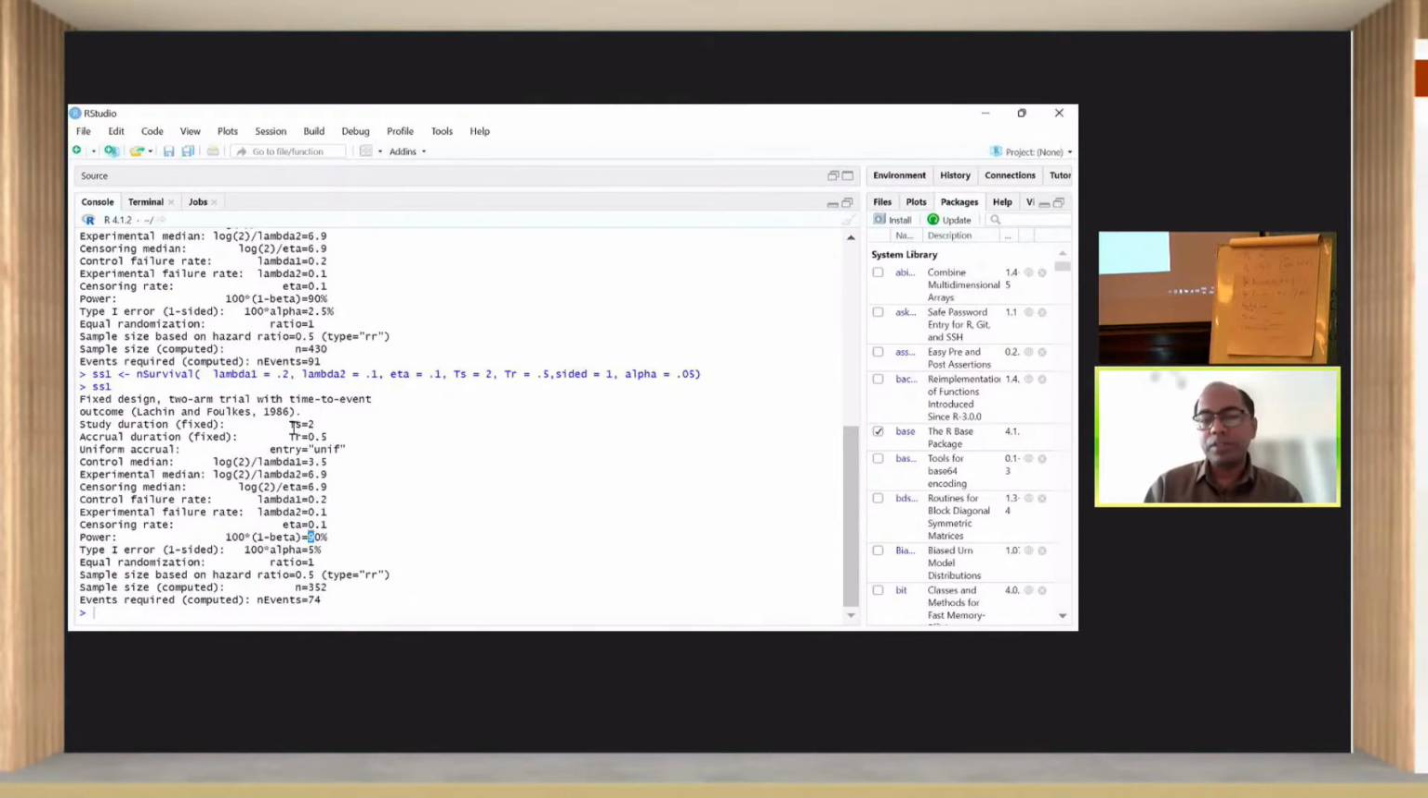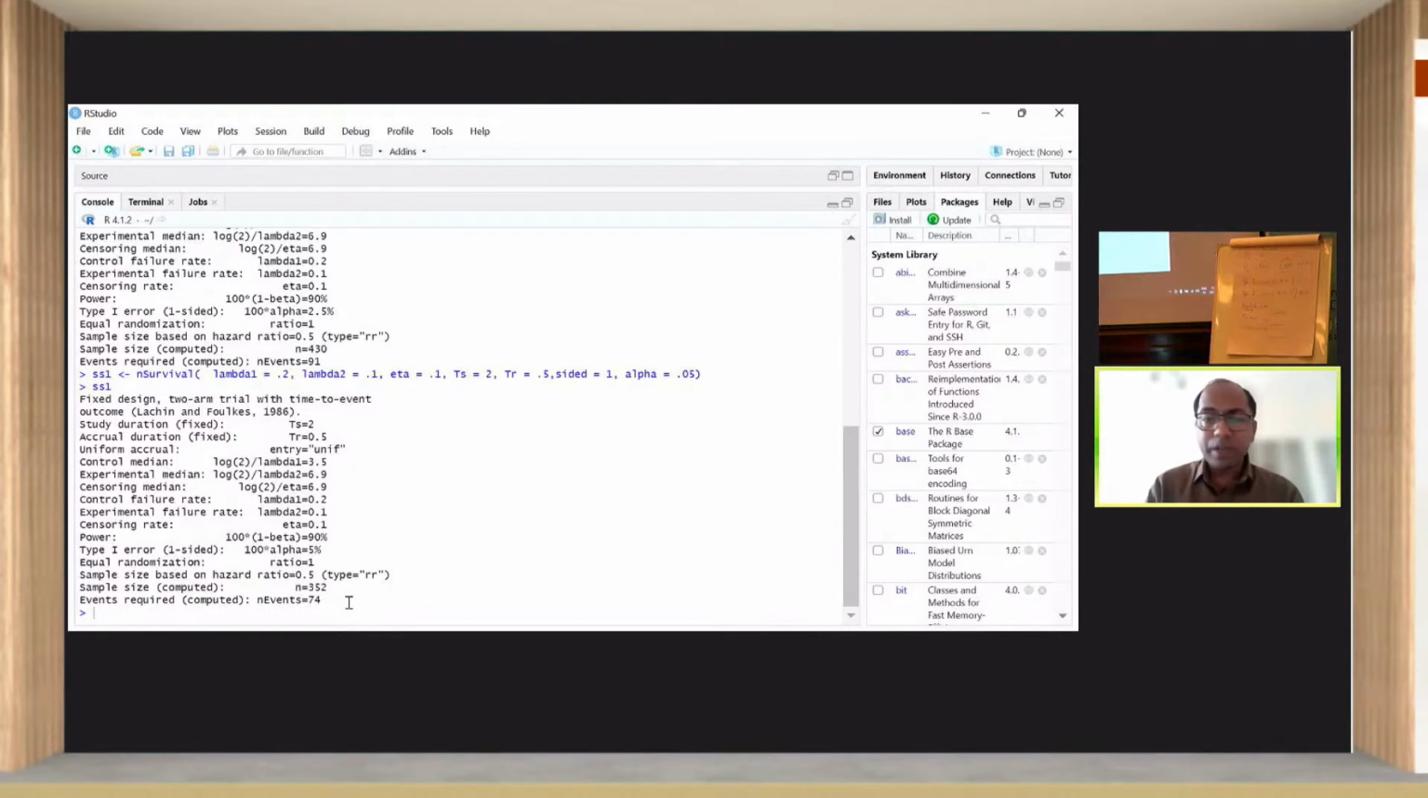My power remains the same, the eta value remains the same, the lambda 1 and lambda 2 values remain the same, TS, TR, every value remains the same. The only change is in the sample size. Initially we had 430, and now it comes down to 352, just by shifting from 0.025 to 0.05. And simultaneously our event number also changed from 91 to 74. So this is the way.